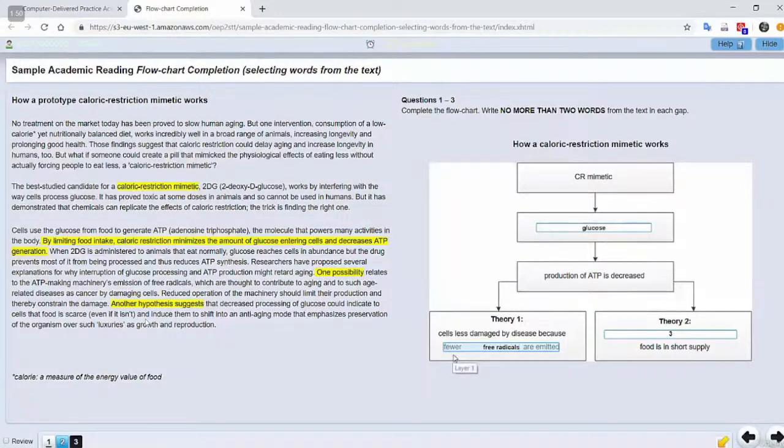And there it is. So if you're asking, well, where does it say fewer free radicals? Read the whole sentence and you'll see it. One possibility relates to the ATP's making machinery's emission of free radicals, which are thought to contribute to aging and such age-related diseases as cancer by damaging cells. So all that right there was for theory 1. Reduced operation of the machinery should limit their production. So fewer. So this is where we're talking about number 1.